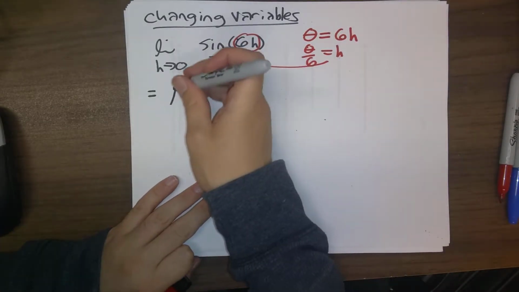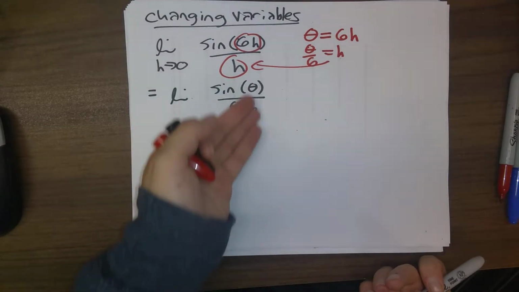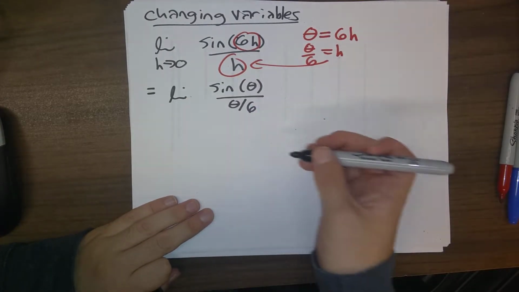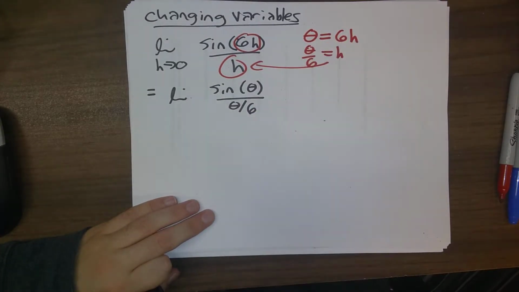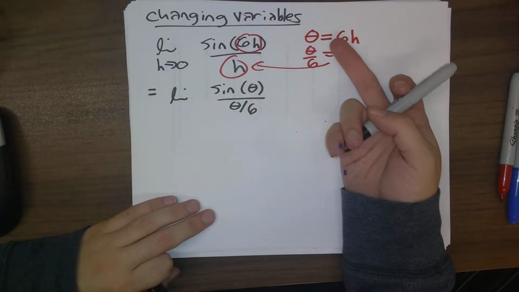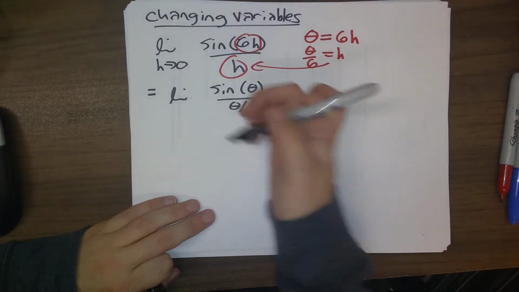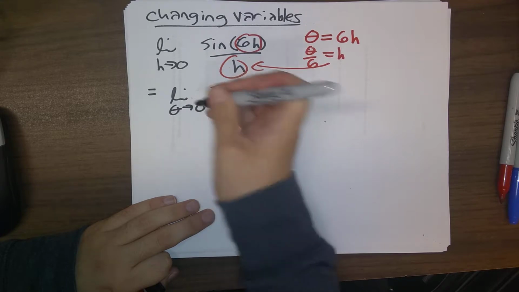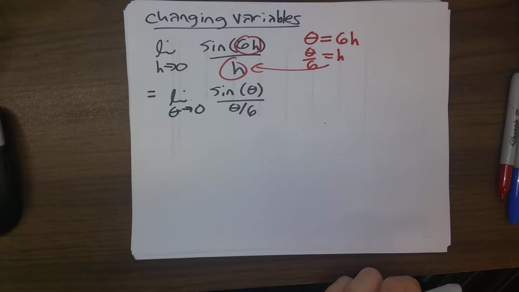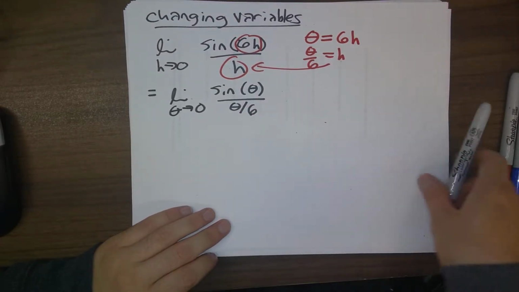Now we have to think about, okay, it's a limit of what? Well, we could say it's the limit as h goes to 0, and that will be true, but we don't have any h's over there. And so we want something in terms of theta. And so realize theta is just a multiple of 6h. As h is going to 0, as h is getting really, really close to 0, theta is also getting really close to 0 as well. So h going to 0 is the same thing as theta going to 0. So here we have limit as theta goes to 0, sine of theta over 6.